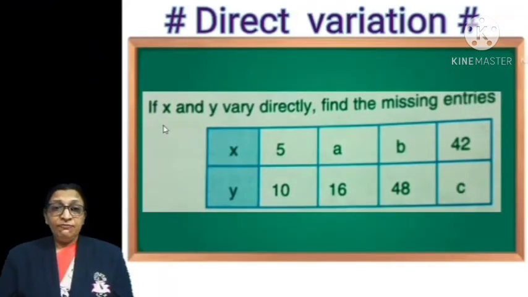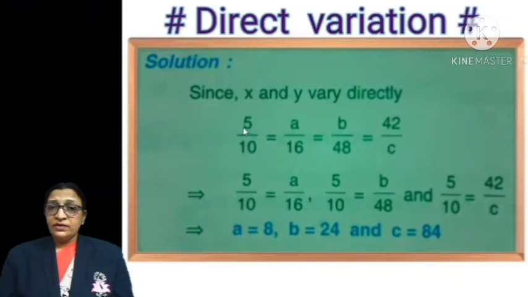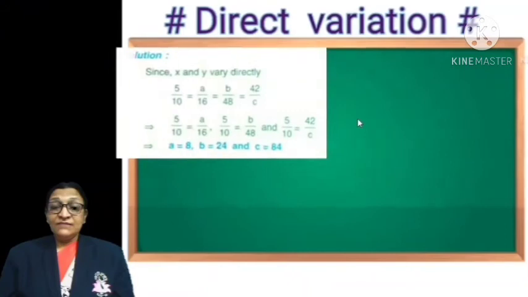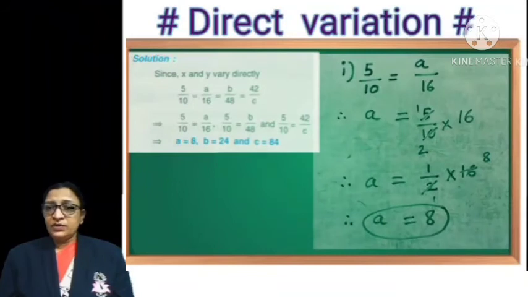Second example, if x and y vary directly, find the missing entries over here. X upon y, this ratio is constant. Since they are in direct proportion, we can check 5 upon 10 equal to a upon 16 equal to b upon 48 equal to 42 upon c. Now here we will consider one pair, 5 upon 10 is equal to a upon 16, as a first pair. So 5 upon 10 is equal to a upon 16. On calculating, you will get the value of a as 8.